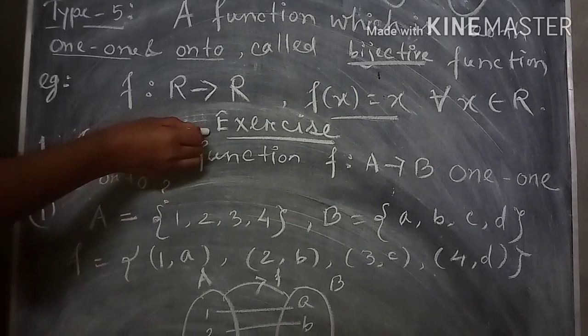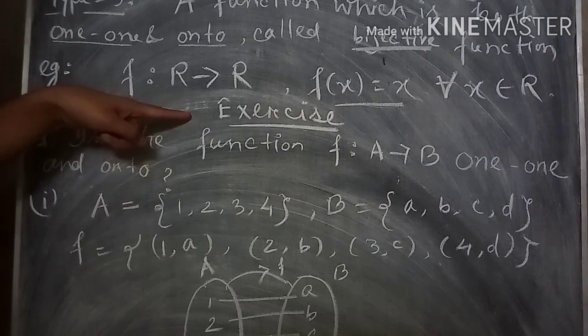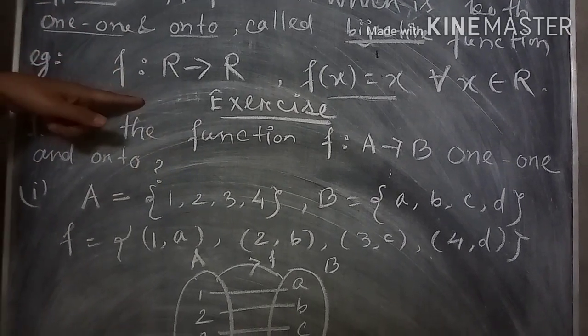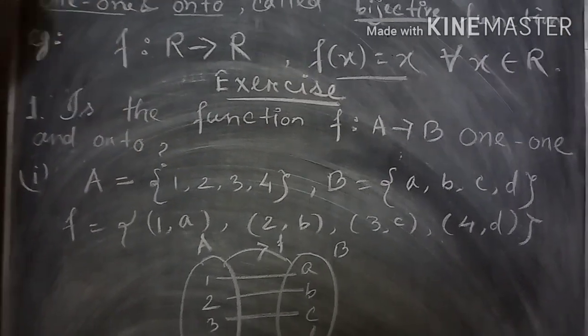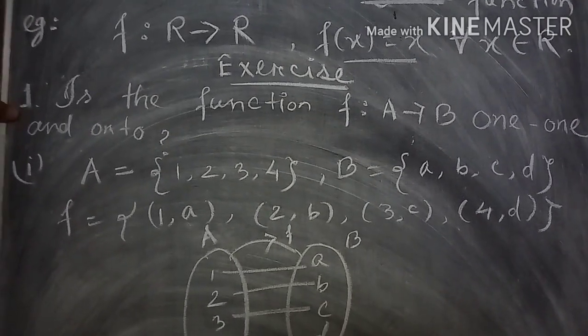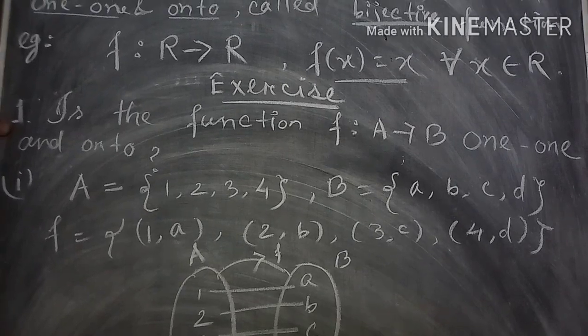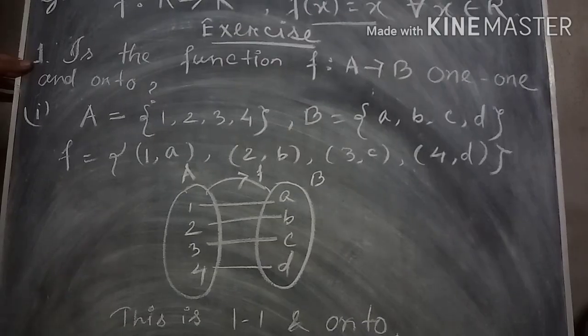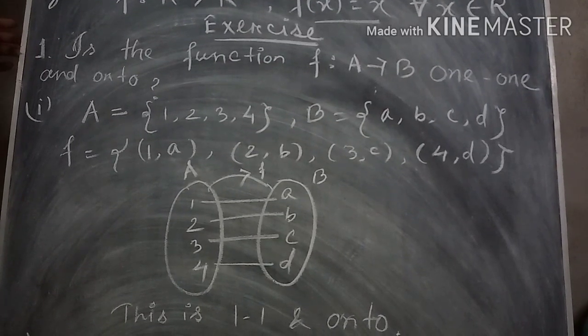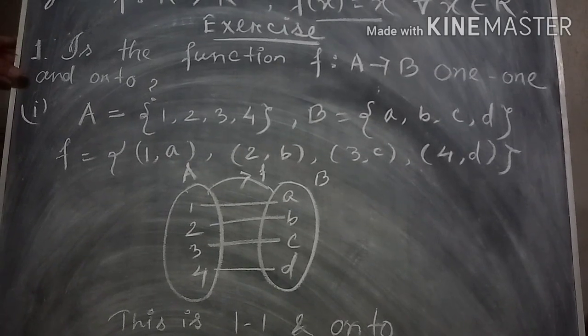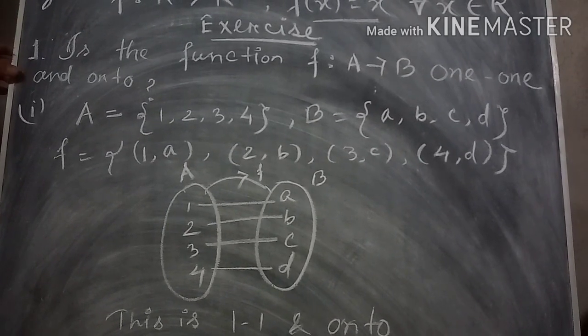Now come to the exercise part, and this is an exercise from the book A Class Book of Mathematics for Class XII. The first question is: is the function f from A to B 1-1 and onto? So here we are given some functions which we need to check whether these functions are 1-1 and onto.